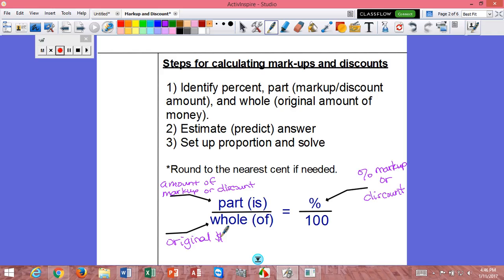So after we identify everything, we want to estimate and predict the answer. So basically we're just trying to figure out, should we expect a smaller answer or should we expect a larger answer? And then we're going to set up a proportion and solve. And of course, these are going to have to deal with money, so we want to make sure we round to the nearest cent if necessary.